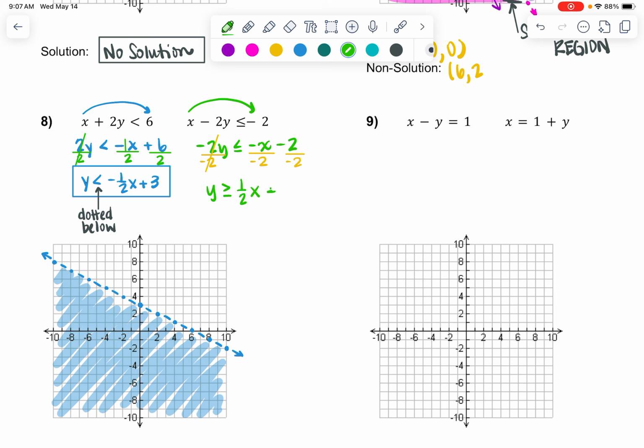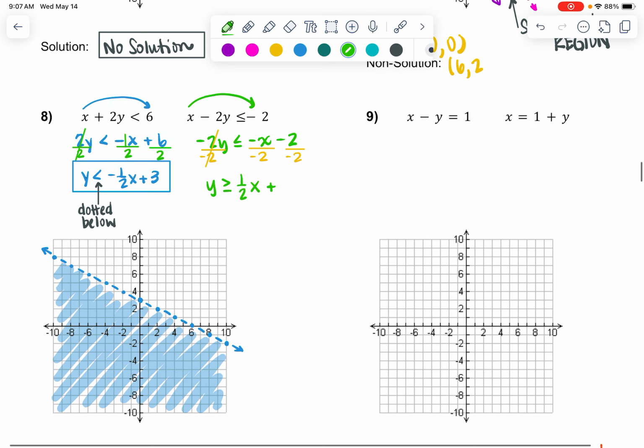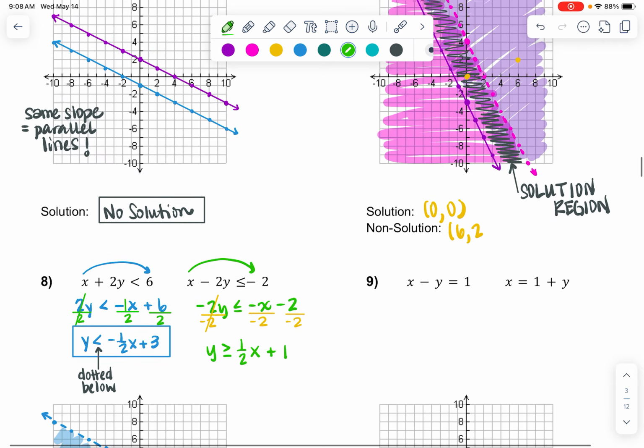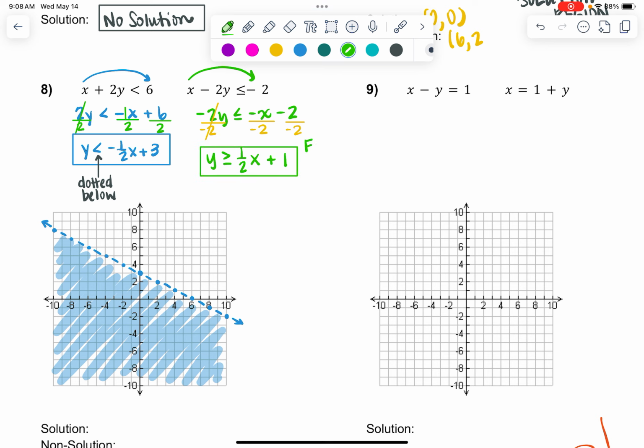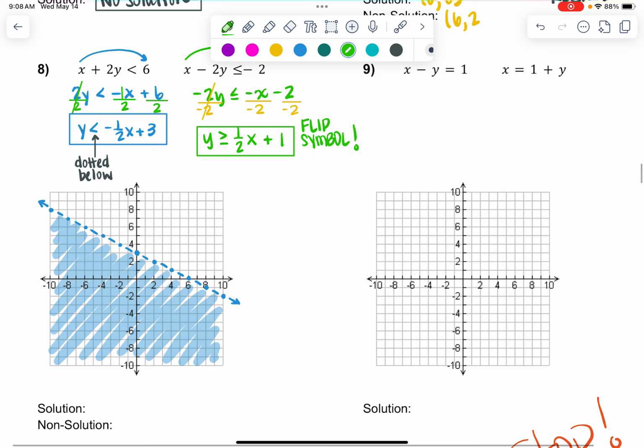And then this is a positive 1/2 x because it's a negative 1 divided by negative 2. And then plus 1. So there's our inequality. So important that you flip the symbol. Put a little flip symbol, a little reminder there for us. All right, that's because we're dividing by the negative.